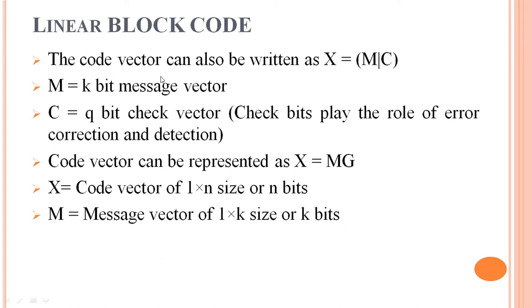So how can a code vector be generated in a linear block code? The code vector in a linear block code can be written as X = M C, where M is the message bits and C is the check vector which you are going to add to it. So the code vector can be represented as X = M G. That is, if you want to generate a code vector, the message vector has to be multiplied with the term G. G is called the generator matrix.